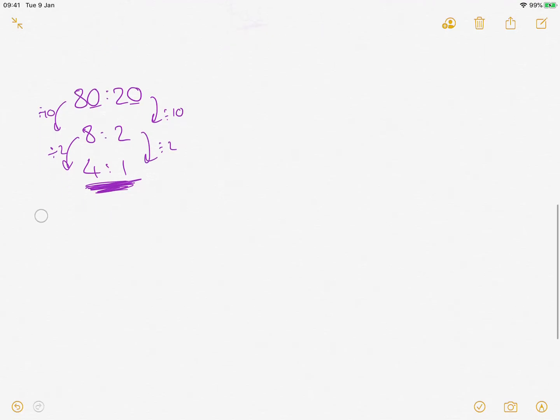So the questions I'd like you to have a go at are simplify. So all of them saying simplify. That's question 1.